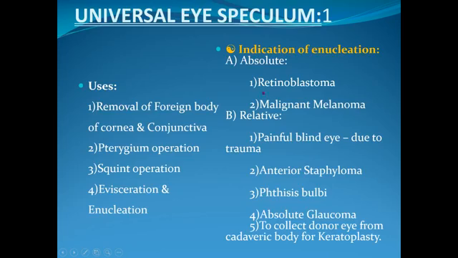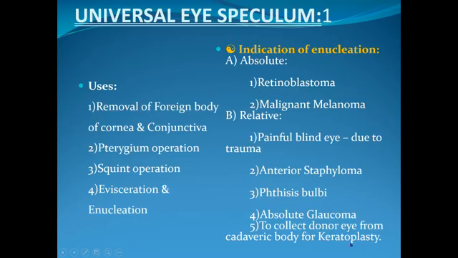And this is the tumor. Malignant melanoma is the choroidal tumor. Relative indications: painful blind eye due to trauma, endophthalmitis, staphyloma, absolute glaucoma. Absolute glaucoma is usually painful with no perception of light. The patient feels so much pain in the affected eye, so there is a need for enucleation. Also, to collect donor eye from a cadaveric body for keratoplasty.